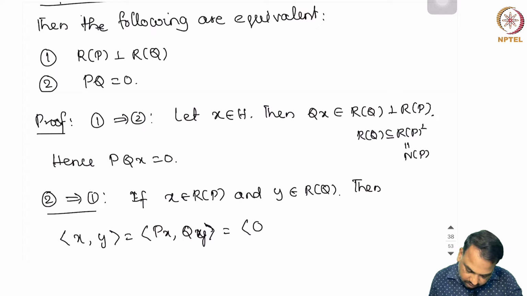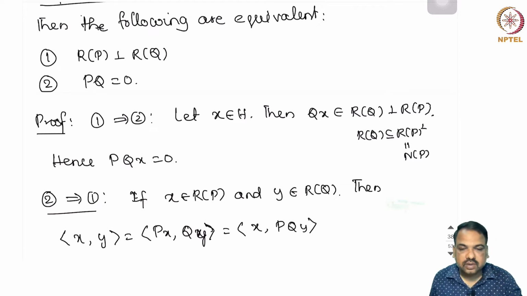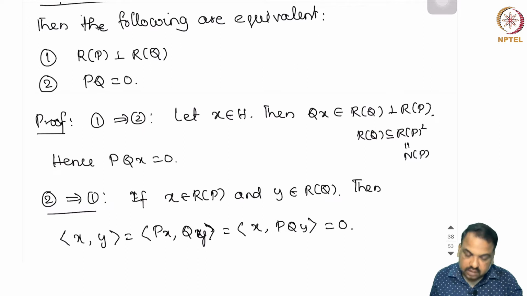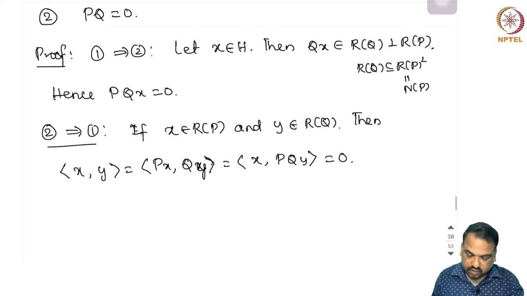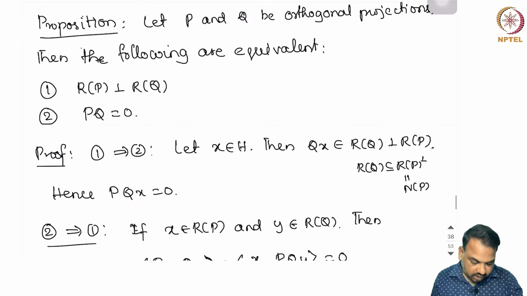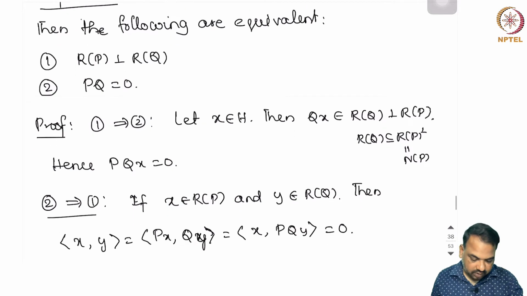So we can say that this is, or we can, so this we can write as x, PQy. When we take P to the other side, we will get P star, but P star equal to P, and we know that PQ is 0. So this implies that this inner product is 0. Hence inner product x with y is 0. So from this we can conclude that P is mutually orthogonal to Q if and only if PQ is 0.